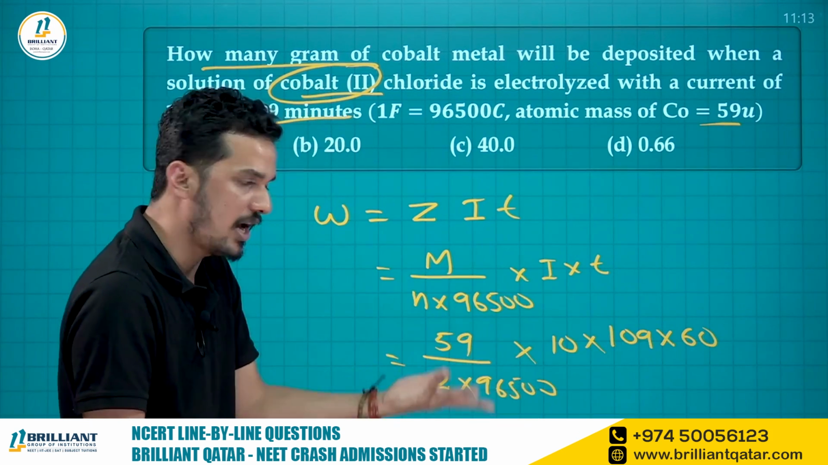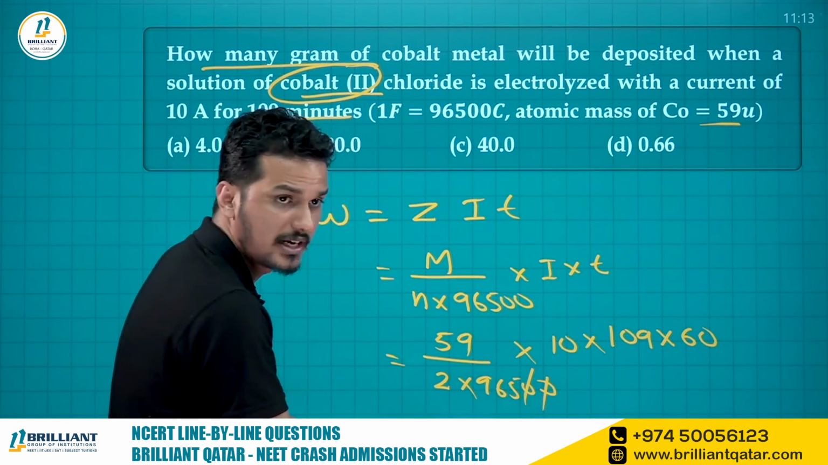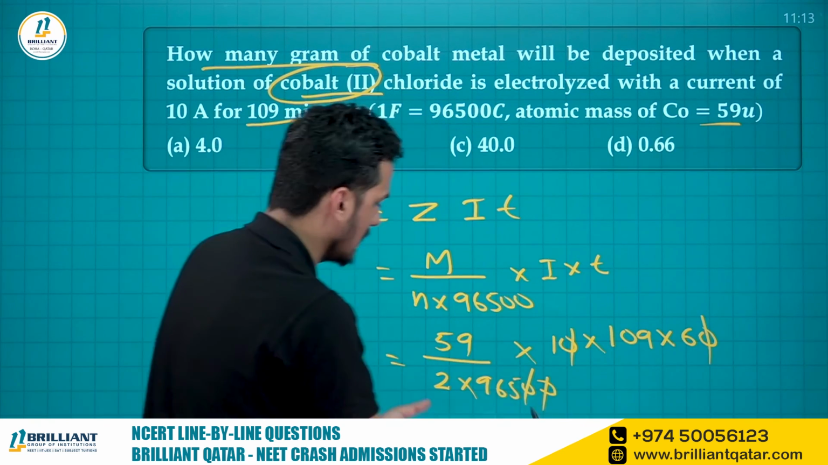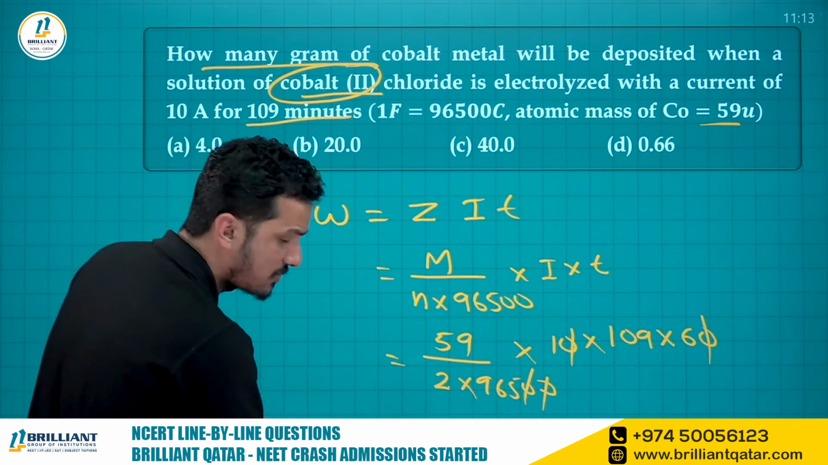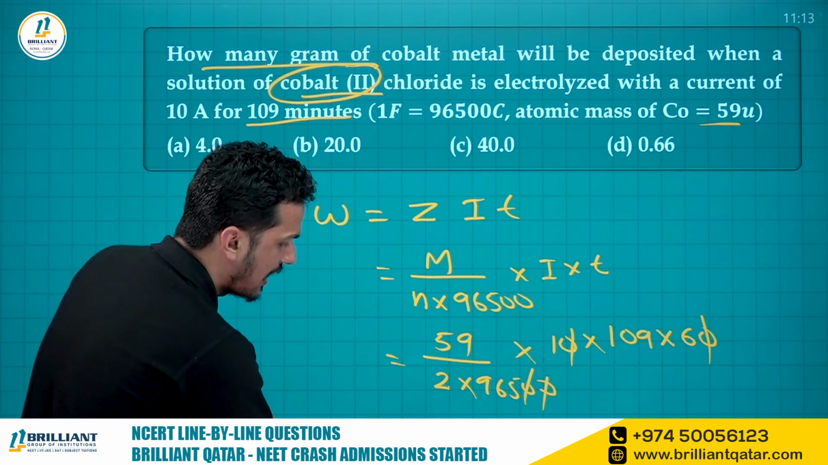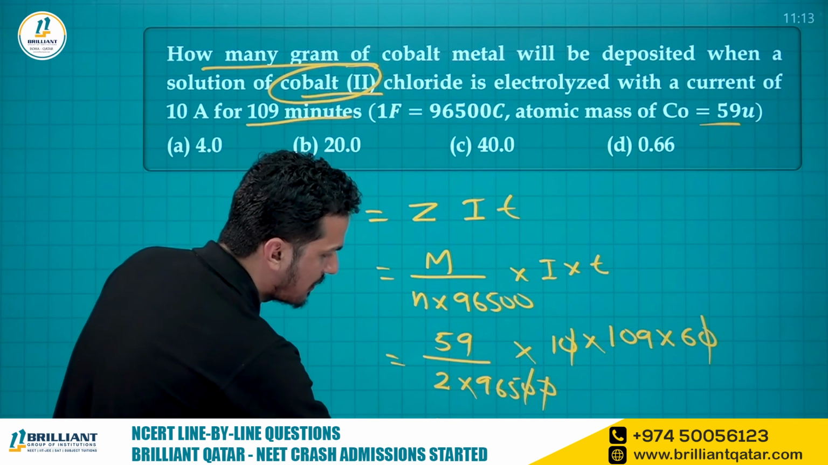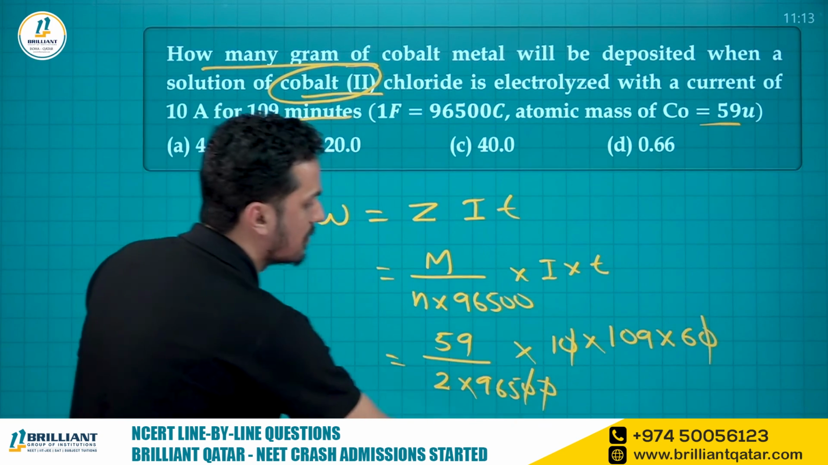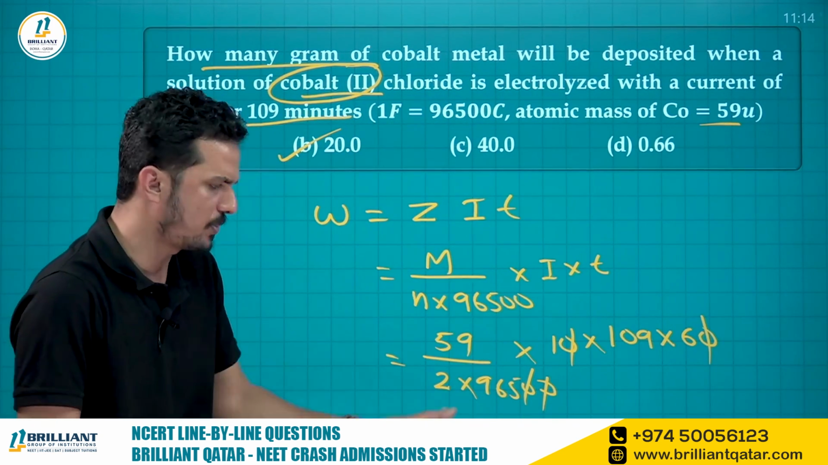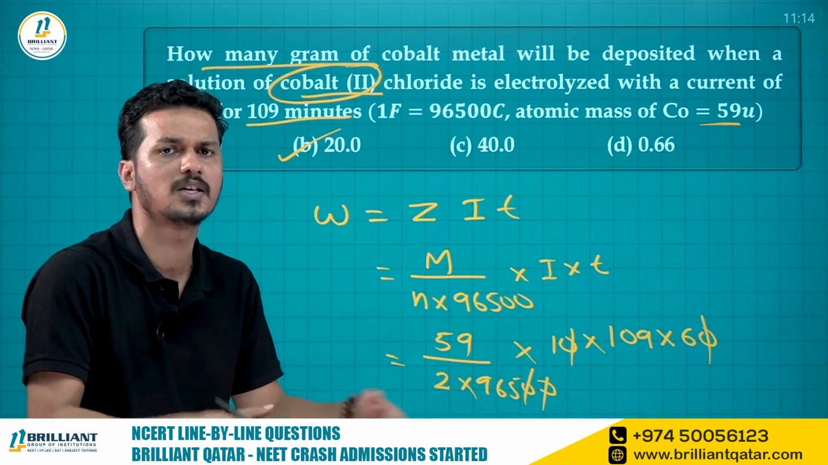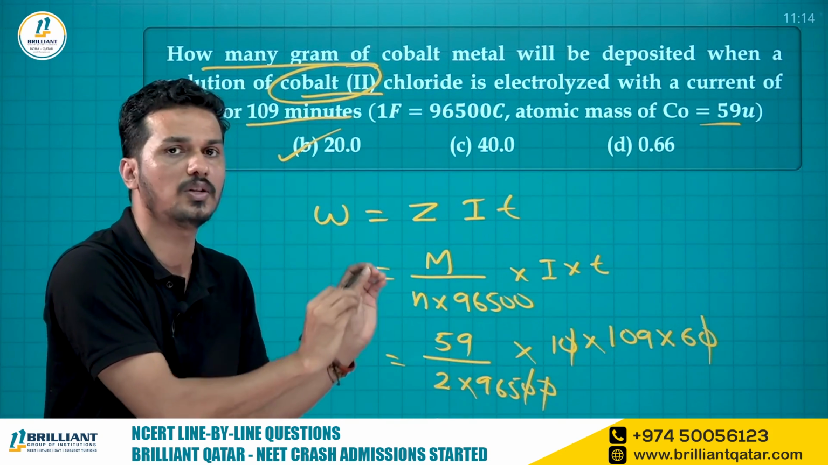109 into 60. While you are solving this one, the 0, 0 will get cancelled. Then while you divide and substitute, at that time you will get approximately 19.99. That means 20 gram is the correct answer. Option B is the correct answer. I hope you guys got it. Purely mathematical. Directly the equation is there, so you must know how to substitute. Then you will get the answer.